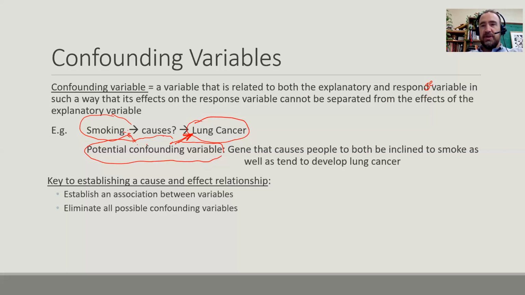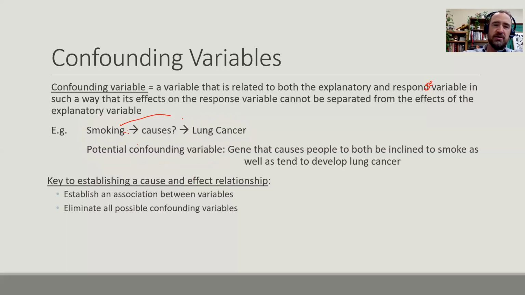Ultimately, we don't believe that this confounding variable exists. Why not? There are a few keys to establishing a cause and effect relationship, and we believe that it actually is smoking that does cause lung cancer, and we have come to that conclusion. One of the keys is that you have to establish an association between the variables. If we never saw any connection between smoking and lung cancer, there wouldn't be any reason to think smoking causes lung cancer. But over and over and over again, we consistently see people that smoke also have a higher rate of lung cancer. So there's this association that's well established.